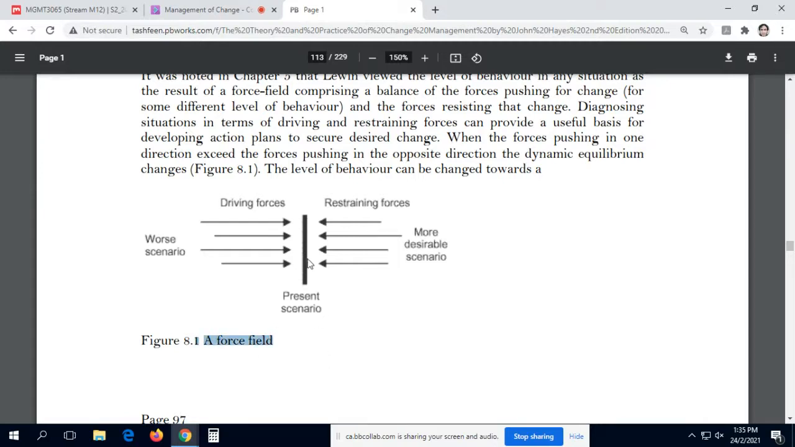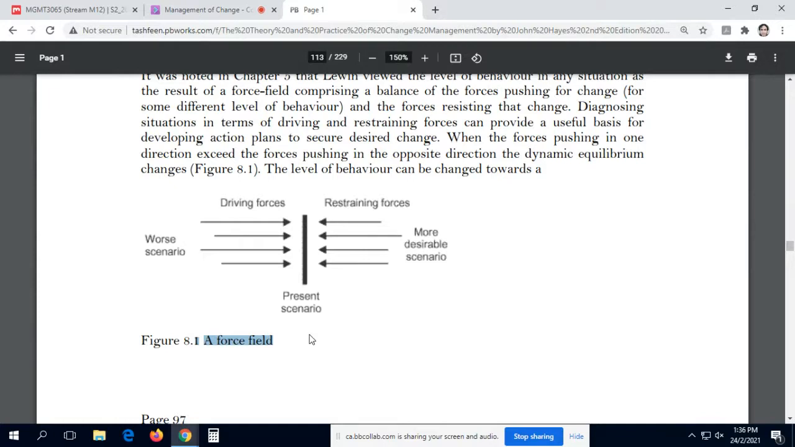Yeah, so there is a present scenario, and some driving forces and some restraining or resistance forces are going to help build the new status quo, or it will maintain like this. So you can put any example on this. Let me think of some.